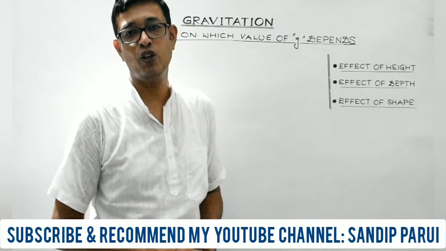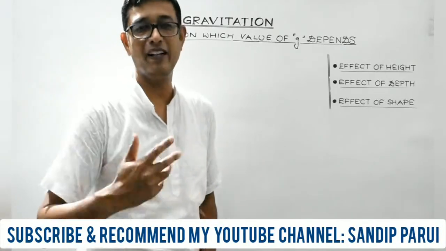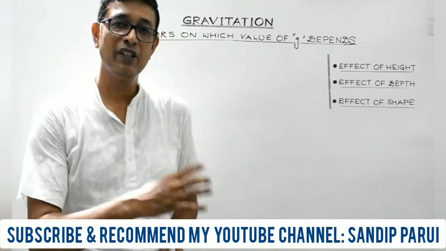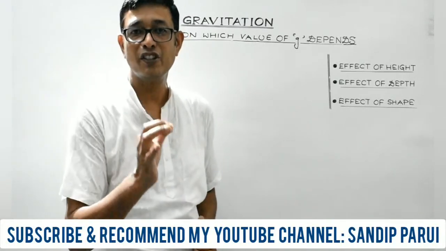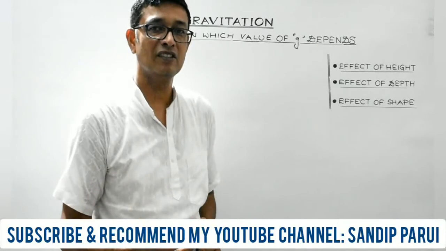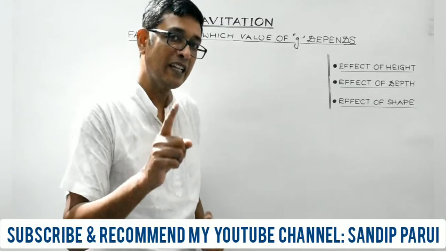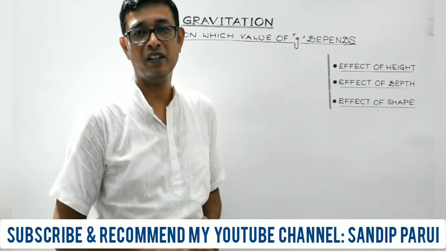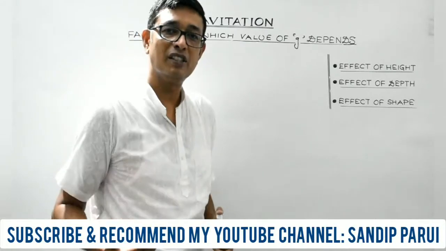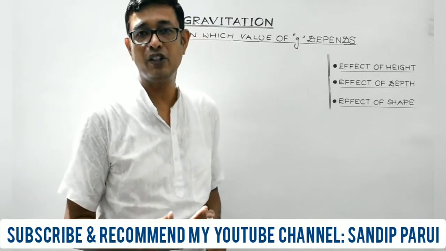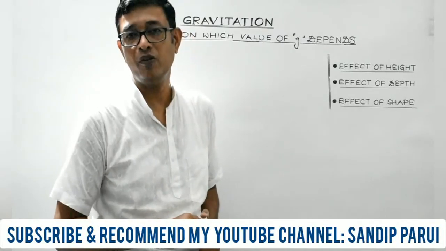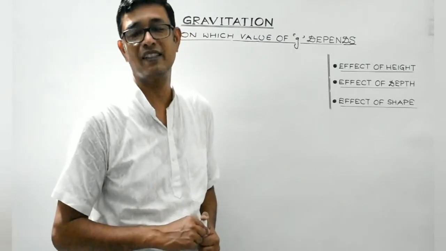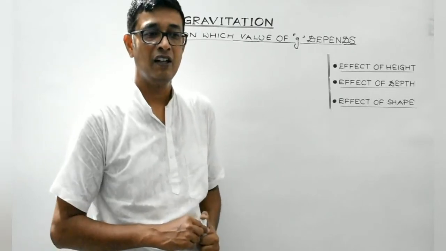Today in this particular session we'll be discussing the factors on which the value of acceleration due to gravity depends. In the previous session, we discussed the value of acceleration due to gravity on the Earth's surface, which was obtained to be 9.8 meter per second square. Then we also determined the value on the lunar or moon's surface, which was found to be 1.63 meter per second square, isn't it?